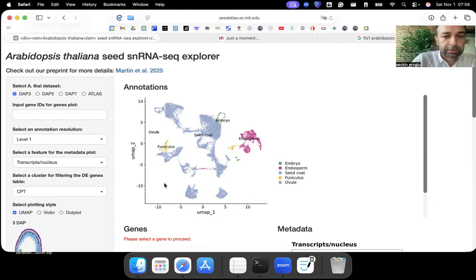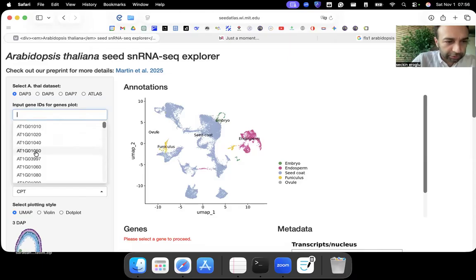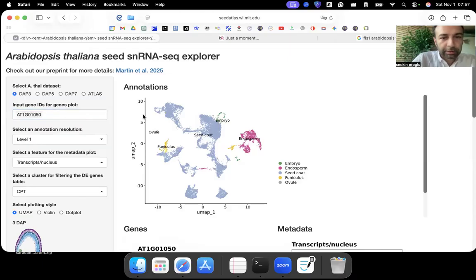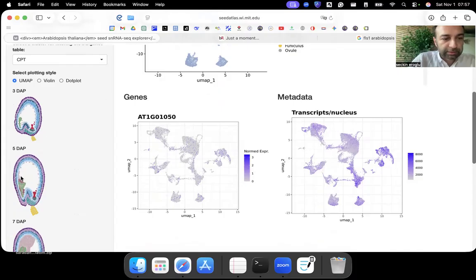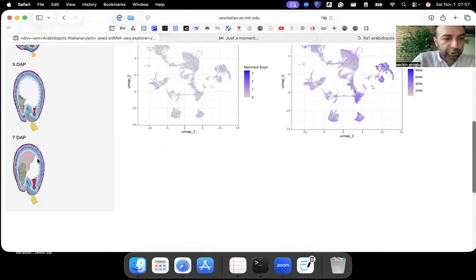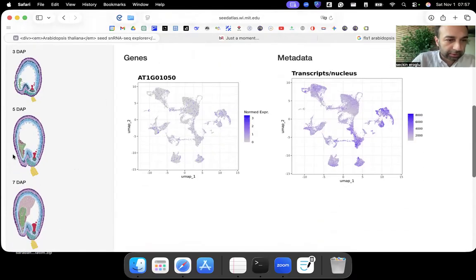What's the aim of using this website? If you know the ID of your gene, you put it here, and then this is showing the transcriptome response in Arabidopsis developing seeds. So this green thing will become an embryo as it matures. So this is 7 days after pollination, 5 days after pollination, 3 days after pollination. So this will become the seed, and the seed consists of many different layers. Each layer has a name, and it's denoted by a different color.